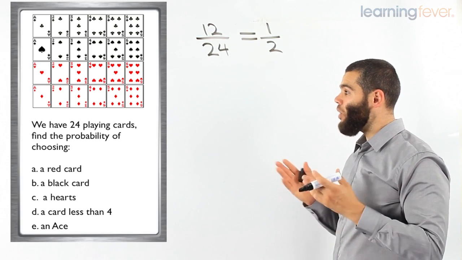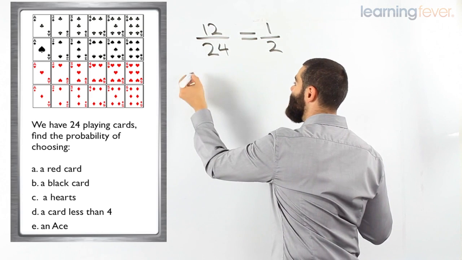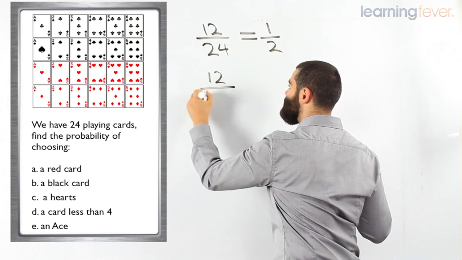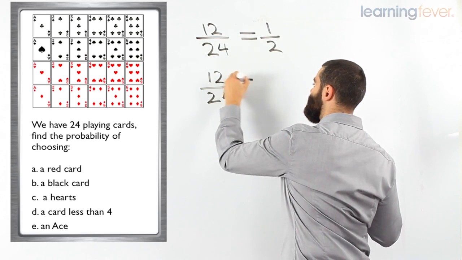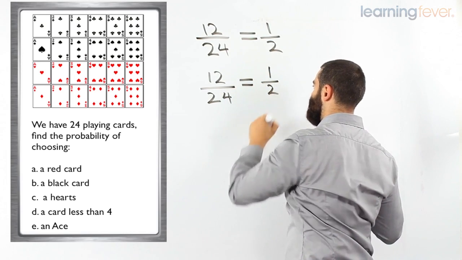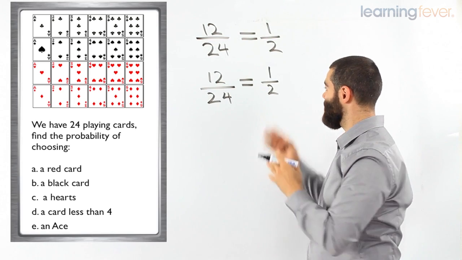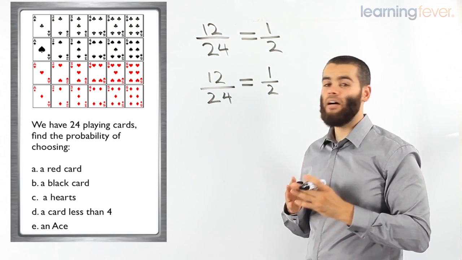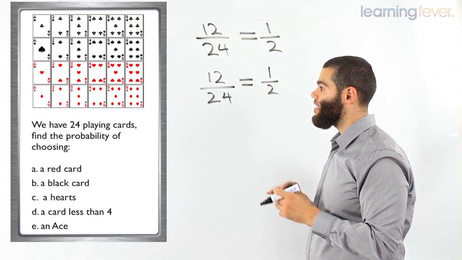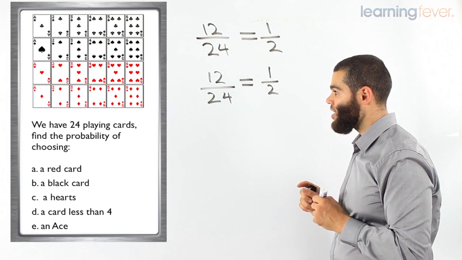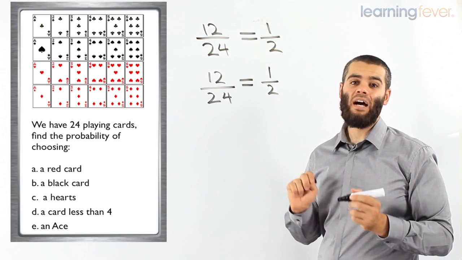The second one says, what's the probability of choosing a black card? Well, we know that the probability of black card is once again 12 out of 24. There are 12 black cards out of the total 24. A half of the total 24 cards is black. So there are half of the cards are black. So the probability of picking out a black card is an even chance. It is half, 1/2.